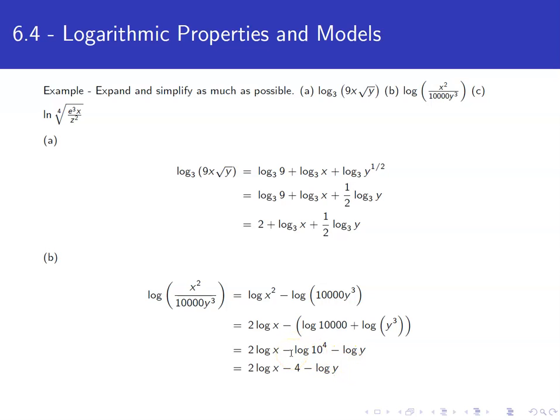Remembering now that log all by itself is common log, or log base 10, that second log just simplifies to 4. So our final answer should be 2 log x minus 4 minus 3 log y. And again, I've missed that 3 here as the exponent because this 3 should have come down in front.